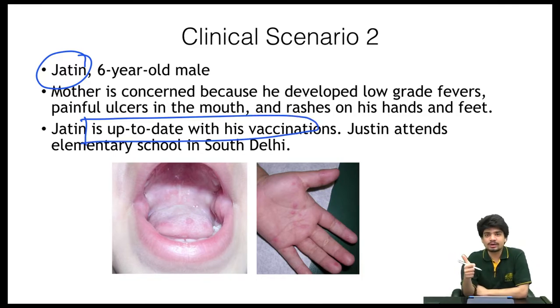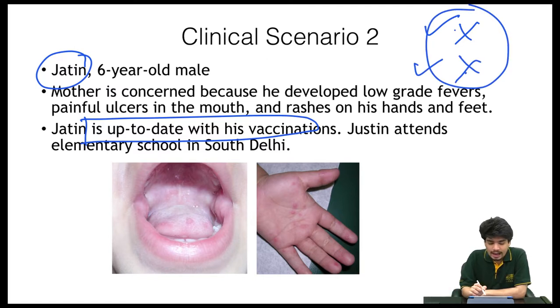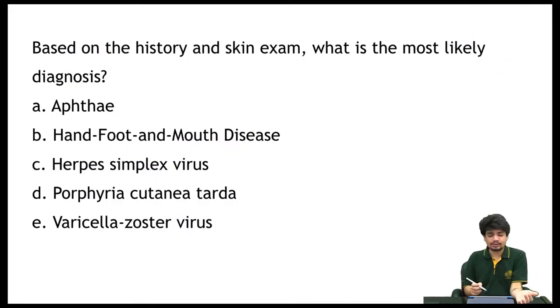Since he's up to date with his vaccination, if somebody gives you in the options whether it can be measles, that gets ruled out, whether it can be rubella, that again gets ruled out. So these two options get ruled out, and the clinical picture itself explains what disease Jatin is having. He's having fever along with painful ulcers on his hands, on his feet, on his mouth. So what is the diagnosis?